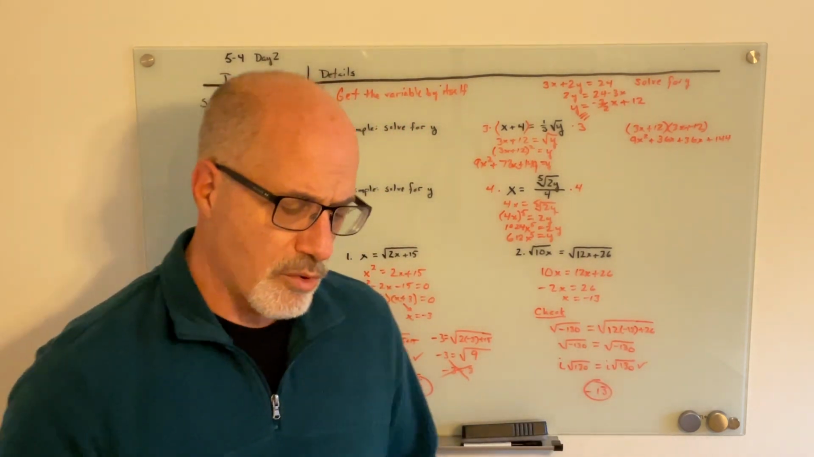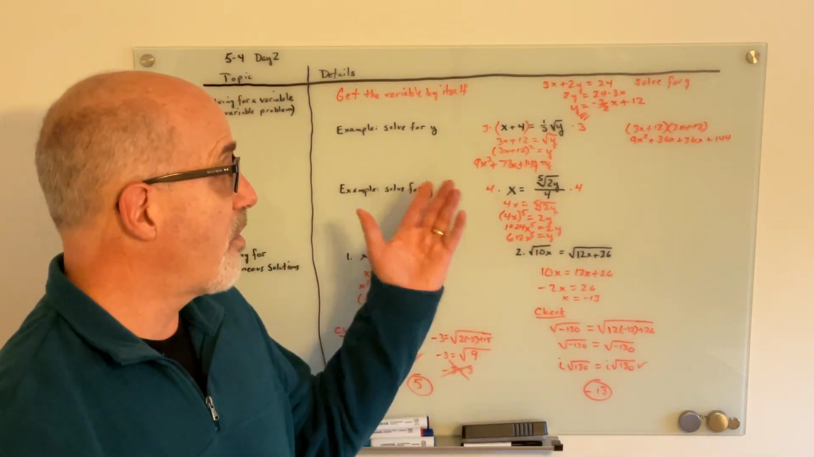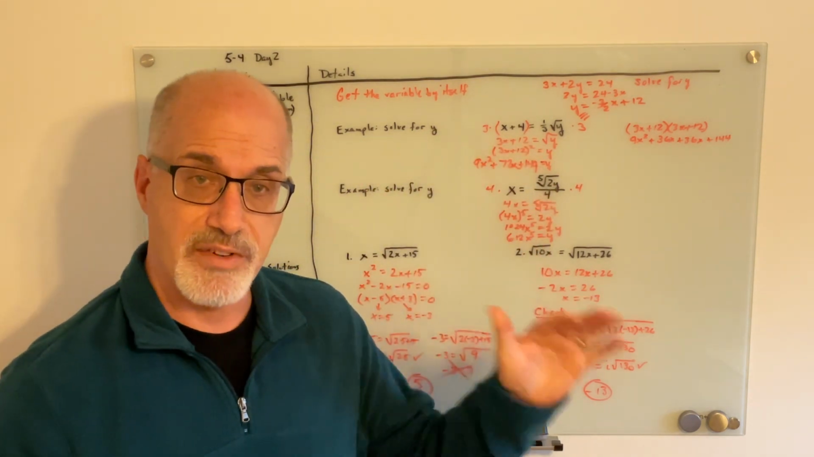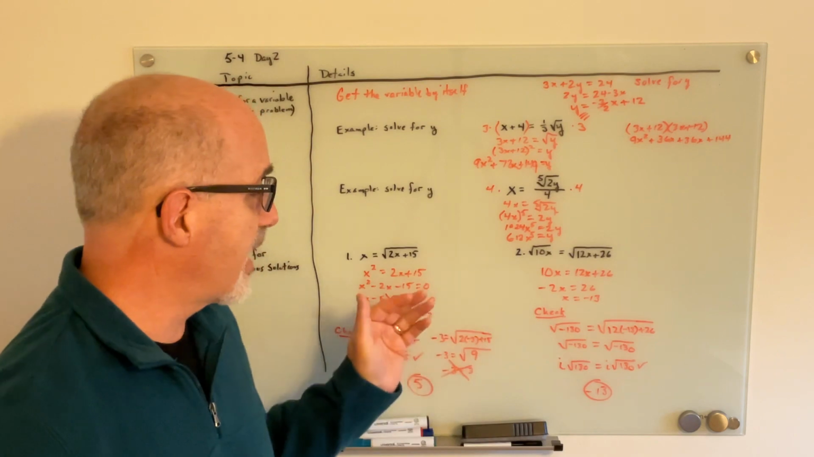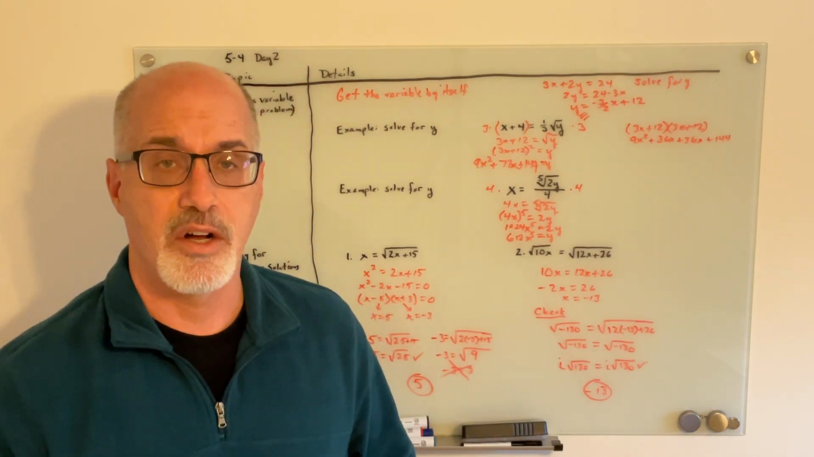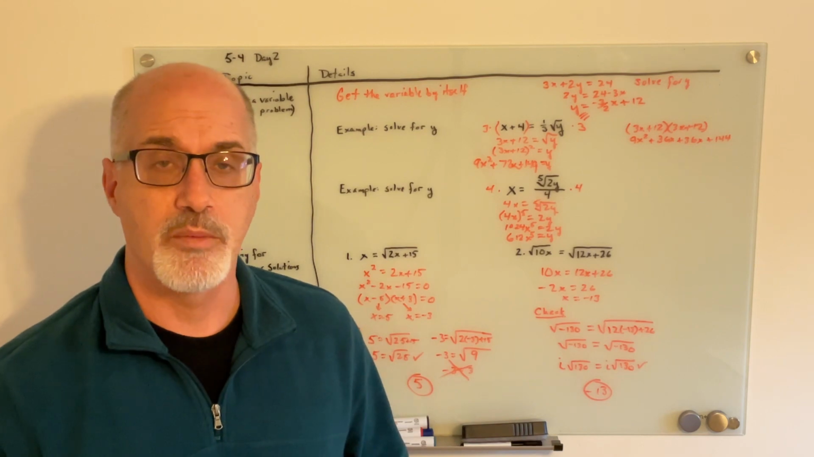So here are several more examples. First of all, of solving for a variable when you have two variables in the equation. Get that variable by itself. And the second type is checking for extraneous answers. Sometimes all the answers won't work out once you do the check.